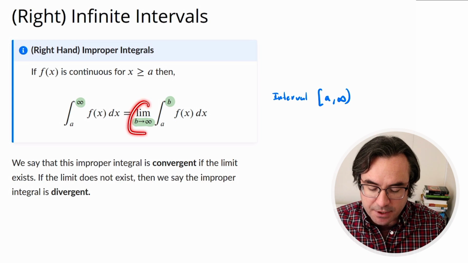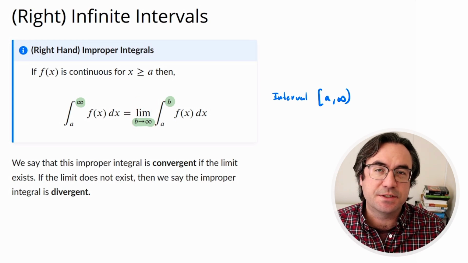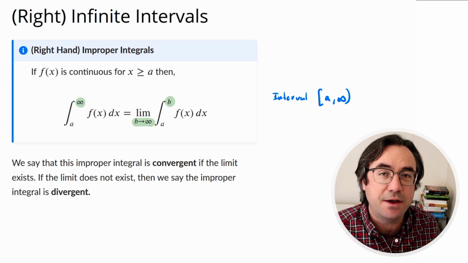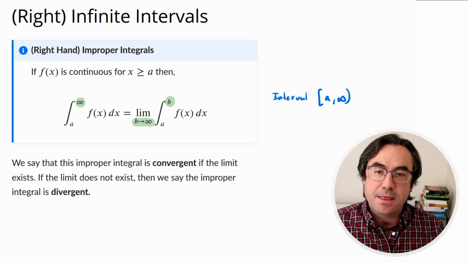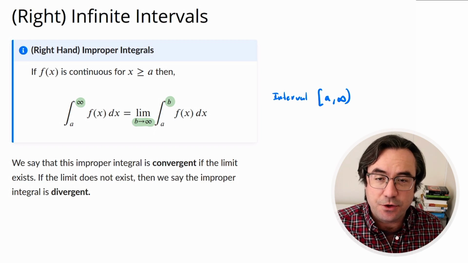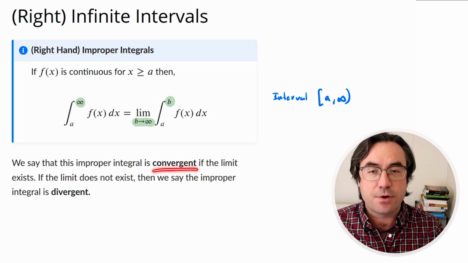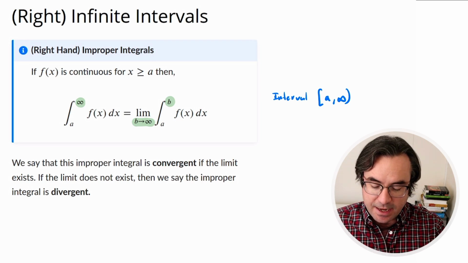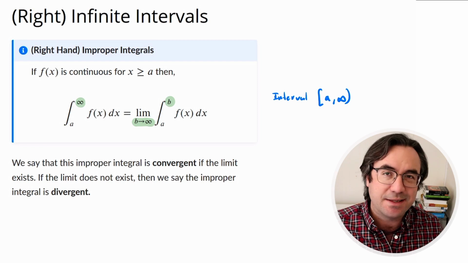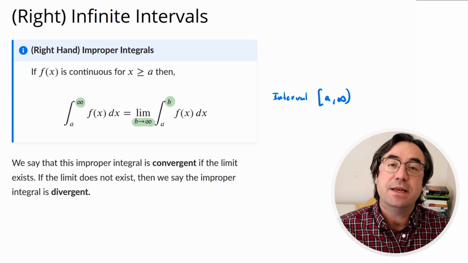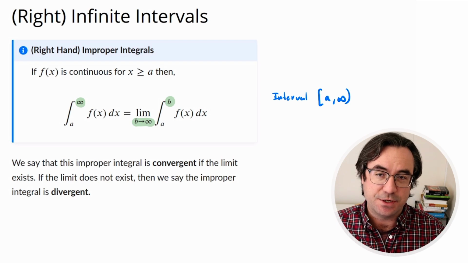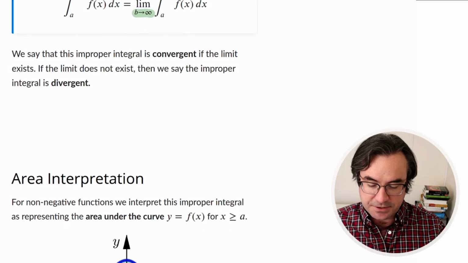All right, so when we calculate limits, there's kind of two things that can happen. Either the limit gives us a value or it doesn't. So when we calculate this limit, if we actually get a value, we're going to say that our improper integral is convergent. And when we calculate this limit, if we get that it doesn't exist or is infinite, then we say the improper integral is divergent.